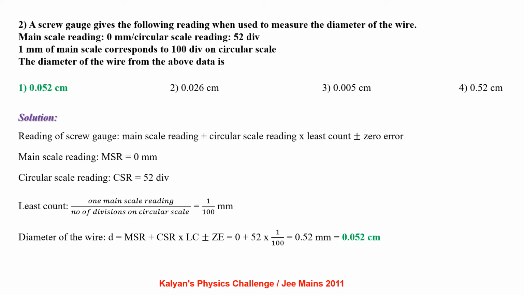The reading of screw gauge is given by main scale reading plus circular scale reading into least count plus or minus zero error. As from the data given, you can see there is no zero error mentioned in the question. Coming to the other values, the main scale reading is 0 mm, circular scale reading is 52 divisions. Now coming to the least count, it is 1 main scale reading by number of divisions on the circular scale, that comes out to be 1 by 100 millimeter. Now the diameter of the wire is MSR plus CSR into LC plus or minus zero error, that is 0 plus 52 by 100, that is 0.52 millimeter, which is also equal to 0.052 centimeter.